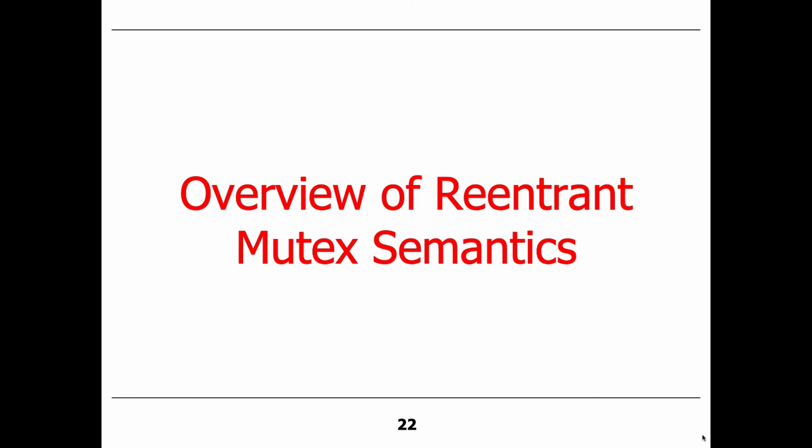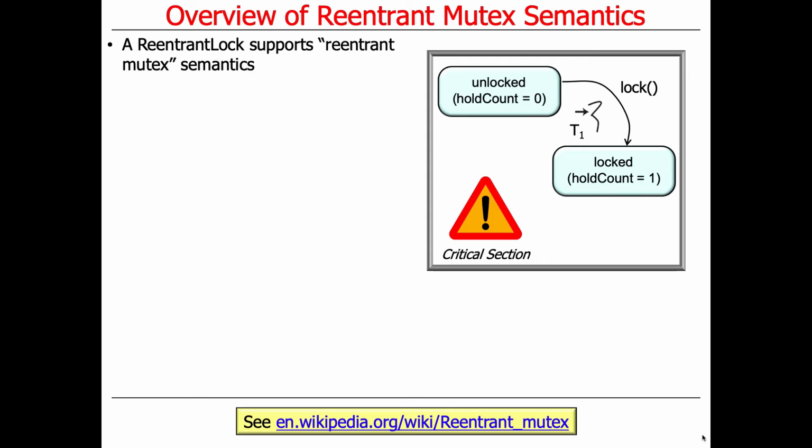As you might expect, because the class is called a ReentrantLock, it supports Reentrant mutex semantics, which is sometimes also called recursive lock semantics. So let's take a look at what it means to be a Reentrant mutex or recursive mutex. You can find out more about this concept here at the Wikipedia link.